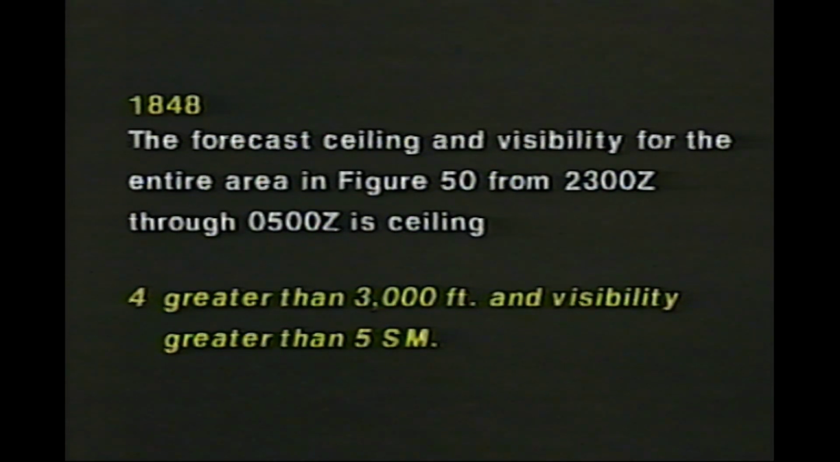To answer the question, though, we have to realize that VFR is not the VFR you think of when you say you're flying VFR. It's not 1003. For these charts, VFR is weather better than 3,000 foot ceiling and 5 miles visibility. So it's answer 4, greater than 3,000 feet and visibility greater than 5 statute miles.